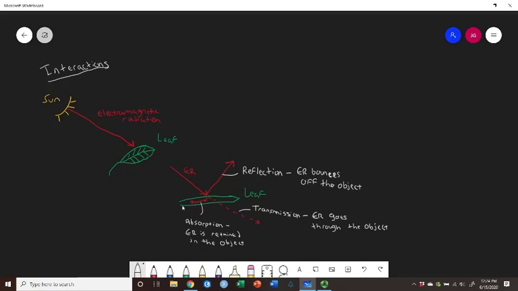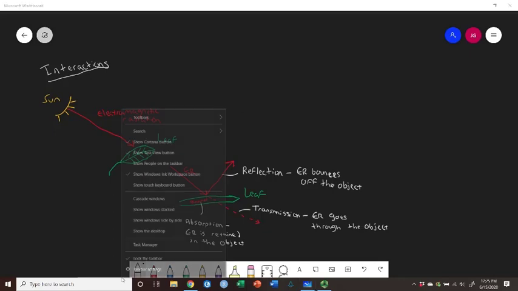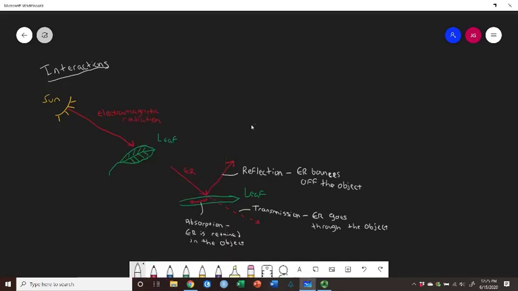and it does something. One of the reasons I like to use leaves as this example is because hopefully everybody is familiar with photosynthesis, where you have green leaves taking in carbon dioxide and water and using sunlight to convert that to energy and oxygen. Well, that energy it's taking is this absorbed portion right here. This is the catalyst for photosynthesis.